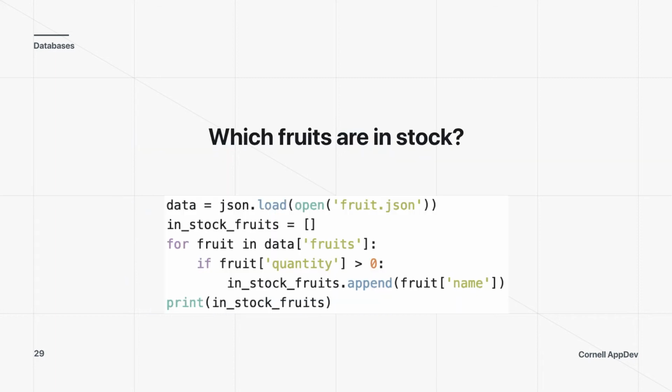So let's look at an example of how we would check what fruits are in stock in our Python implementation. First, we would have to load our JSON into a Python dictionary or list. We would have to iterate through every fruit in our fruits data, check what the quantity is, and then append this fruit to a response that we would give back to the client.